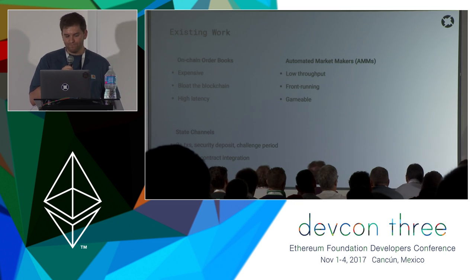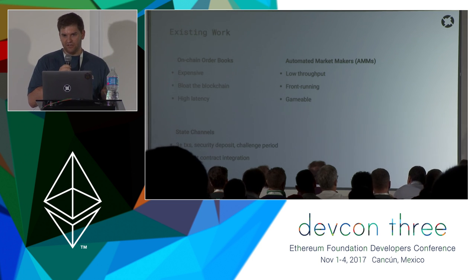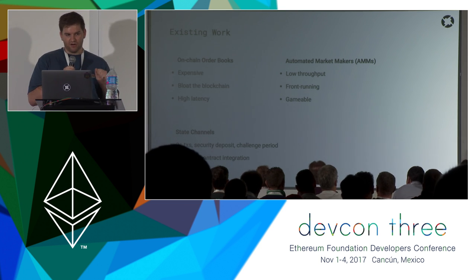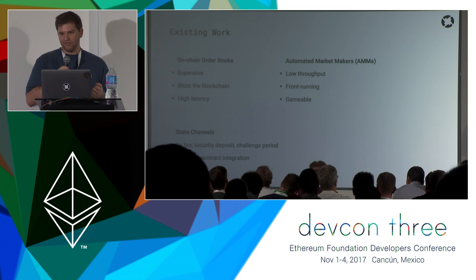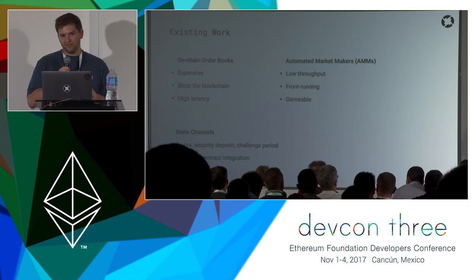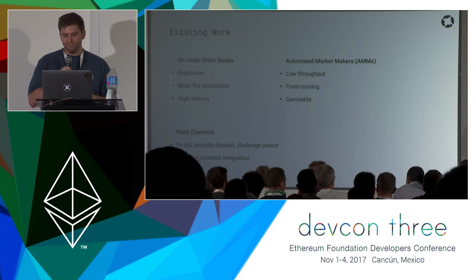So it's really inefficient. The third approach to decentralized exchange, and we haven't seen any examples in production yet, but we will soon, I'm sure, are state channels. State channels are amazing for reducing latency and increasing throughput, because with state channels, transactions occur off of the blockchain. And you can accumulate a series of intermediate state changes, aggregate them, and settle them all on the blockchain in a single transaction.